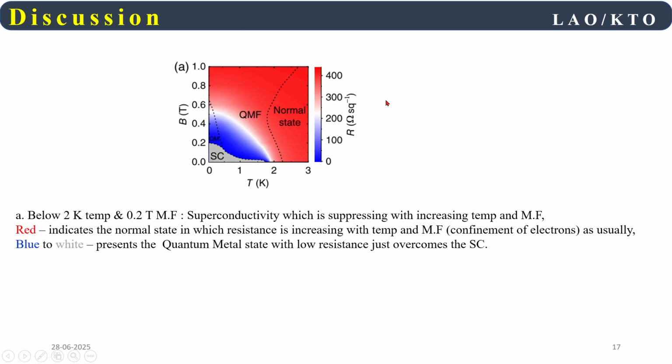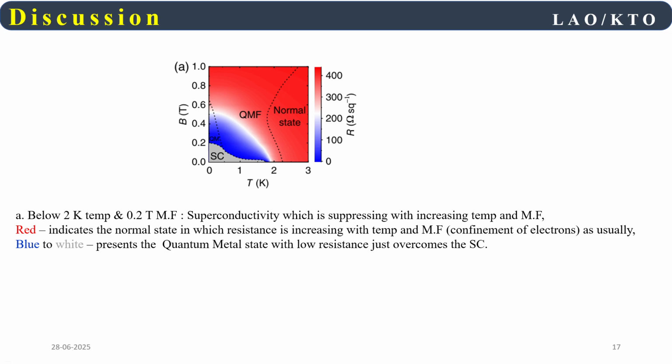Now this is the discussion. This is the contour plot of the resistivity versus magnetic field, and there are different regions. This is the superconductivity with temperature and magnetic field. The superconductivity is suppressed as normal, and this is the metallic state with the magnetic field. The resistance is continuously increasing, and because of that the quantum confinement is increasing.